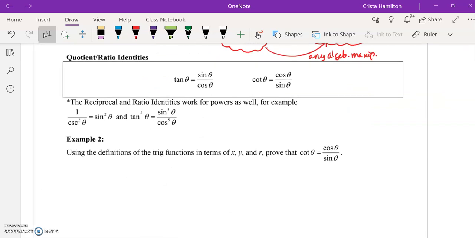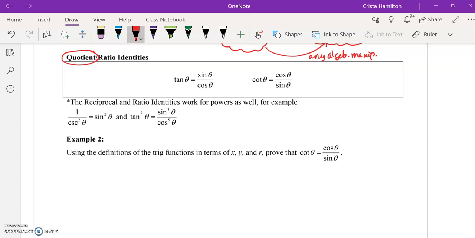Let's come down and look at the next set of identities that we want to know, and that would be tangent theta and cotangent theta. These are called the quotient identities, because a quotient is a fraction. You see that tangent is the fraction of sine theta over cosine theta, and cotangent theta is the fraction of cosine theta over sine theta.